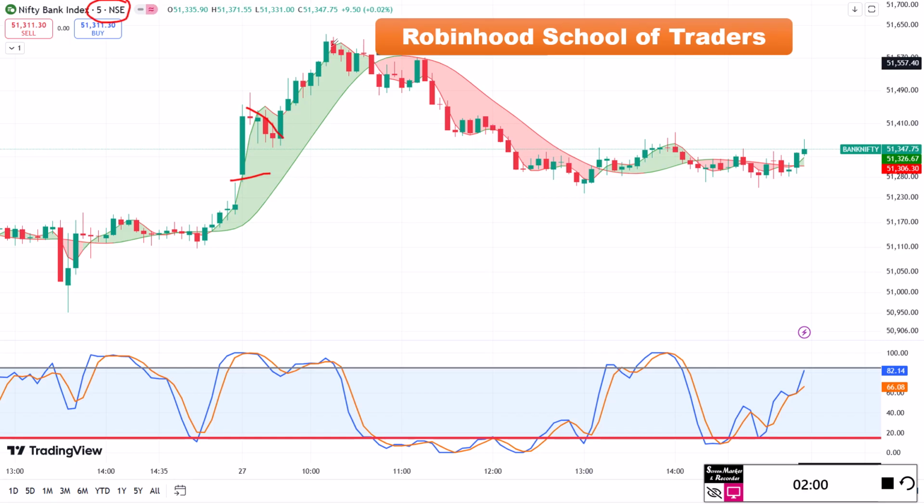Now if we take stochastics into consideration, you can find that the down move in the index was beautifully captured. If one had caught the rally, he would easily have made 200, close to 250 points in the downtrend in Bank Nifty.